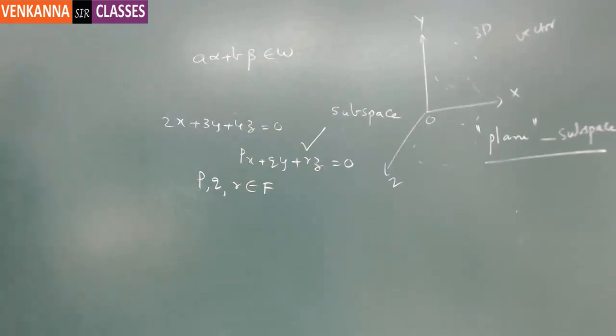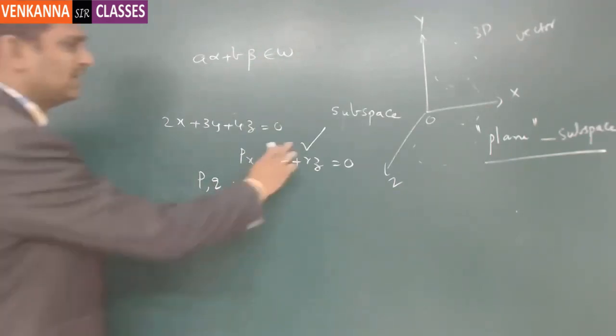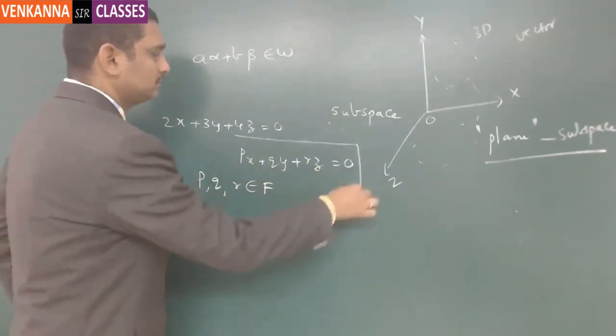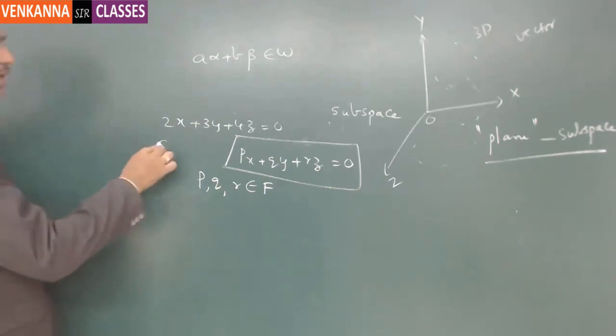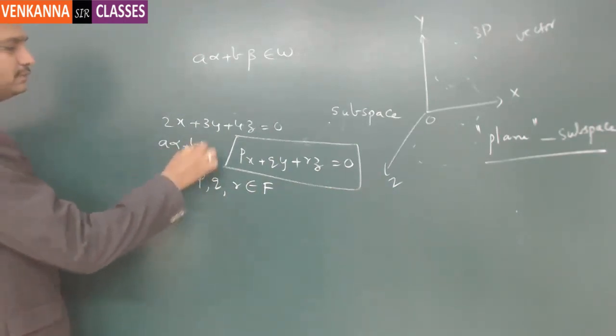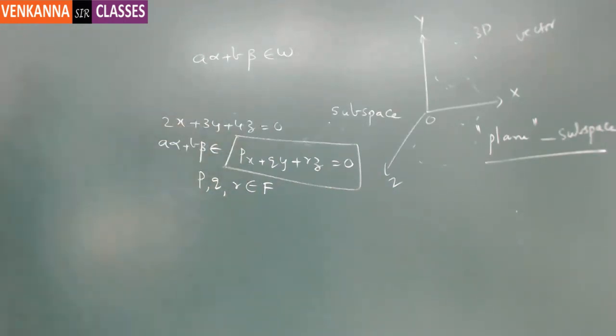A alpha plus B beta must belong to W. It means that if you feel that this is W, A alpha plus B beta must belong to this. So we are going to prove that A alpha plus B beta must belong to that plane.